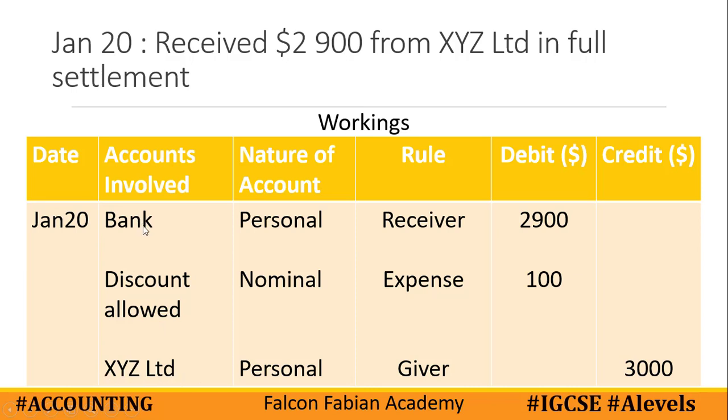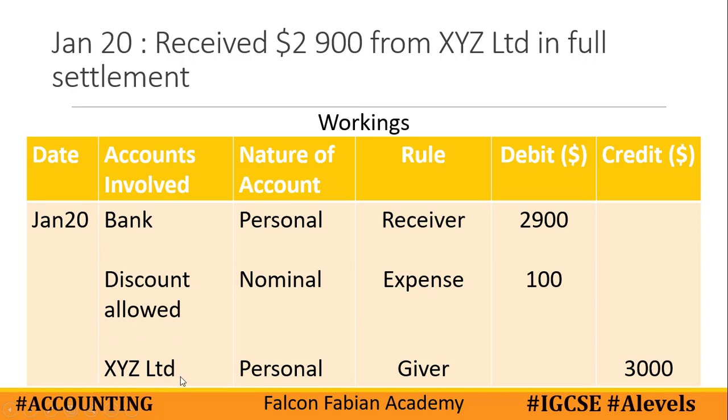So money is being received in the bank, discount is being allowed, and the person from whom we are receiving the money. Now bank is a business, therefore the rule for personal account is going to be applied to bank, and bank is the receiver. And how much you're receiving in the bank account? 2,900. Here you will write the actual amount. Then discount allowed is kind of an expense for the business. Therefore, the rule of nominal account is going to be applied to discount allowed. Why? Because discount allowed is an expense. And how much is the amount? $100.